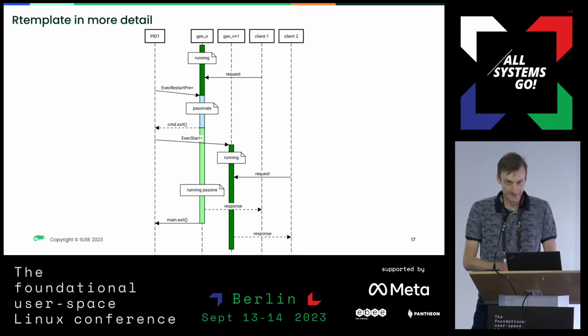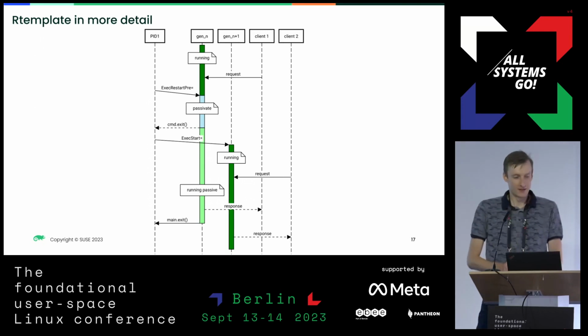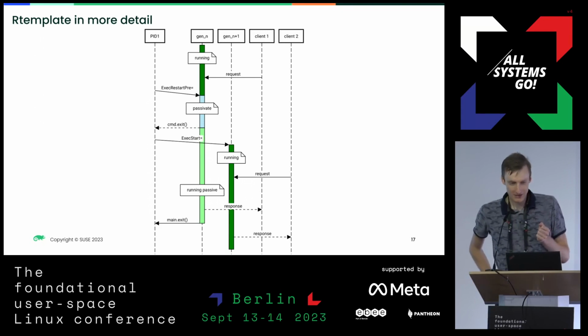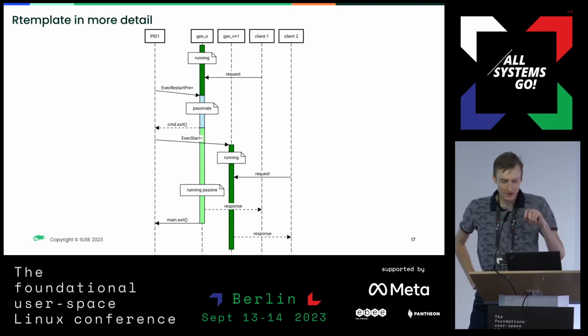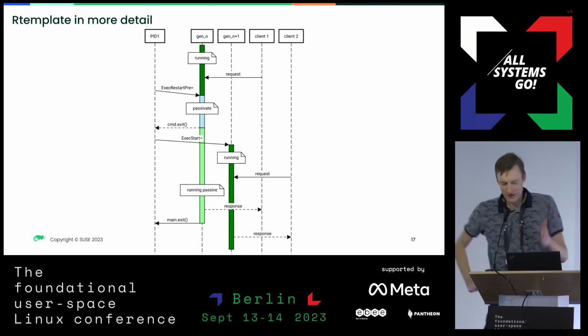Here is a diagram of how the restart could look with a templated service. The important points here are that the generation N service keeps running until it handles the ongoing requests from the client, while we can start the new generation, generation N plus one service, overlapping with the running state of generation N.